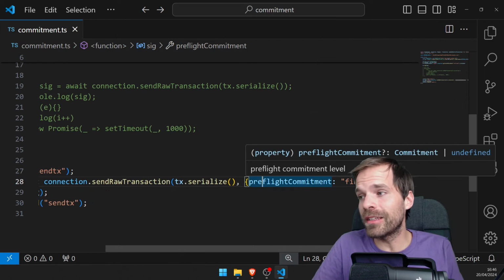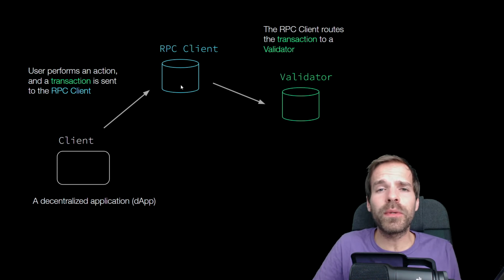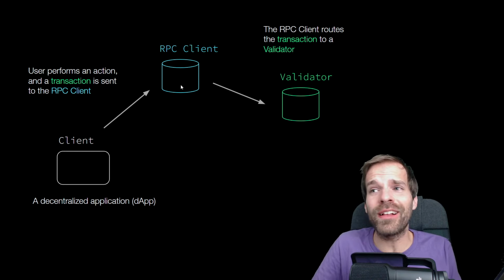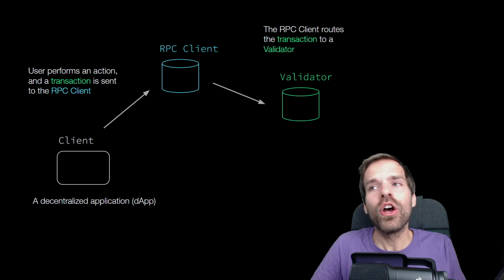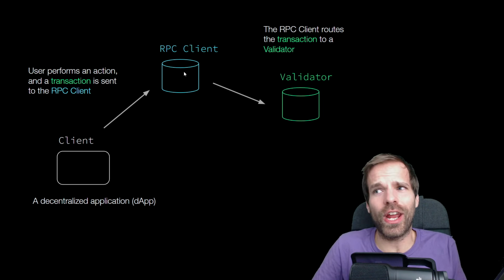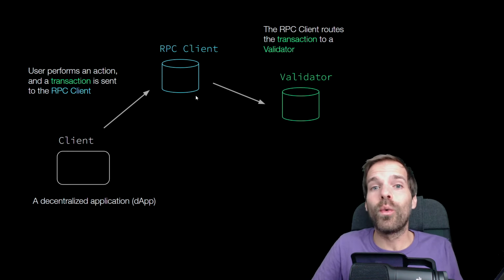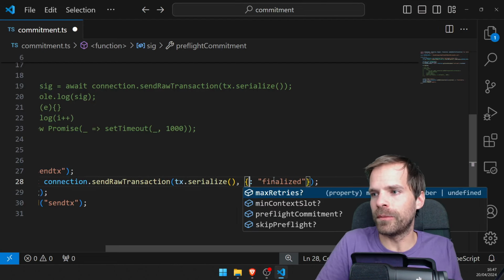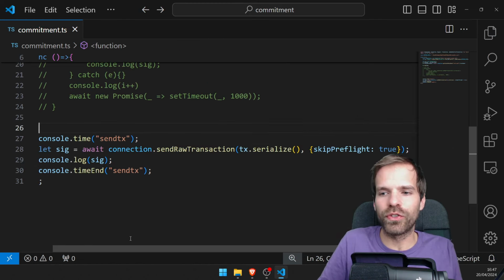One other possibility is, of course, to say, hey, dear RPC, I don't really care if my transaction fails, or I'm fairly certain that it won't fail, so please don't even do any checks and send it to the validator as soon as possible. That I can do with skipping the preflight. That's also one thing we can do here. Skip preflight, set it to true. Then it should also work, right?